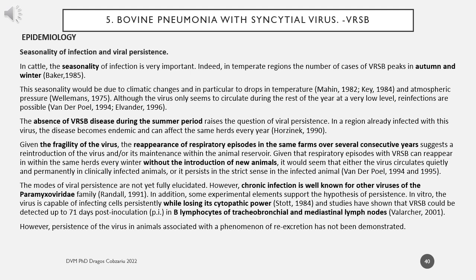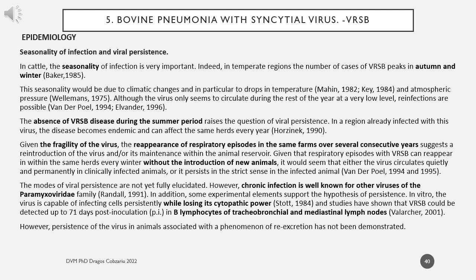Although the virus only seems to circulate during the rest of the year at a very low level, reinfections are possible. The absence of VRSB disease during the summer period raises the question of viral persistence. In a region already infected with this virus, the disease becomes endemic and can affect the same herds every year. Given the fragility of the virus, the reappearance of respiratory episodes in the same farms over several consecutive years suggests a reintroduction of the virus and/or its maintenance within the animal reservoir.